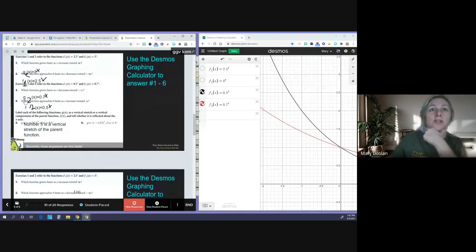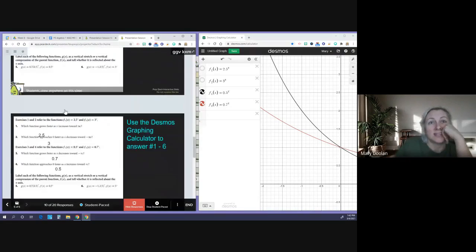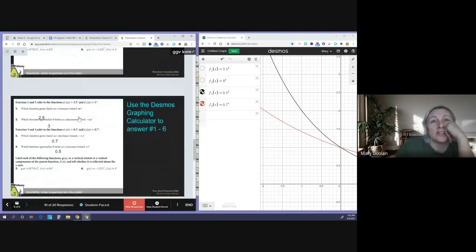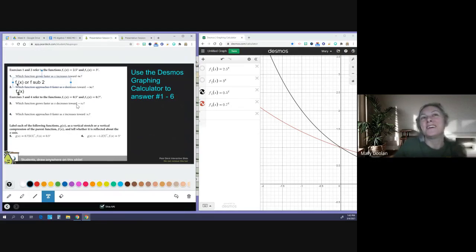So this is correct. It's f of x. F, not g, but f sub 2 of x. It's the second one. This is a good idea too. Like this person is just trying to use some way to identify them. Or, because this is kind of hard, maybe you can color code it.